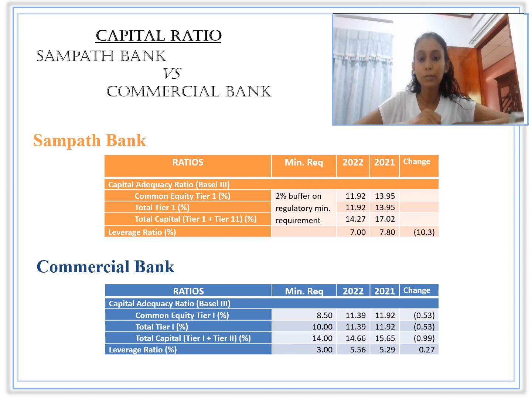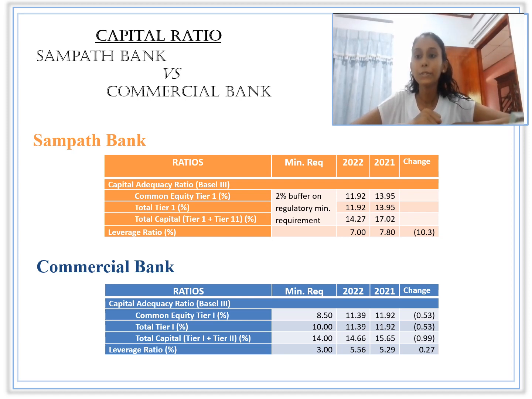Next, Commercial Bank: 2021 common equity Tier 1 is 11.92 and 2022 is 11.39. Total Tier 1 2021 is 11.92 and 2022 is 11.39. Total capital 2021 is 15.65 and 2022 is 14.66. Leverage ratio is 5.29 in 2021 and 5.56 in 2022.